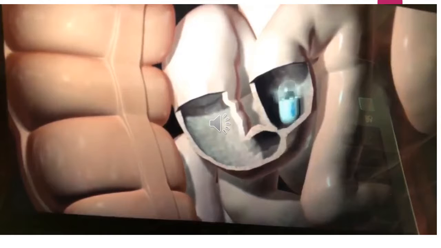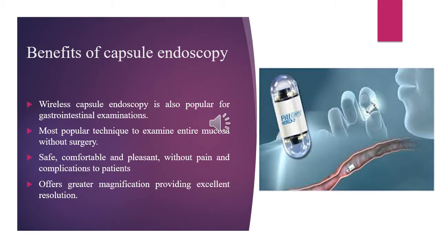In this video we can clearly see the procedure which involves swallowing of the capsule, and in a matter of seconds it passes to the small intestine, and within 24 to 72 hours of intake of the capsule it passes away naturally. There are various reasons to choose capsule endoscopy, which include that capsule endoscopy is the most popular technique to examine the entire mucosa without surgery. It is also much more comfortable and pleasant, without pain and complications to the patients.